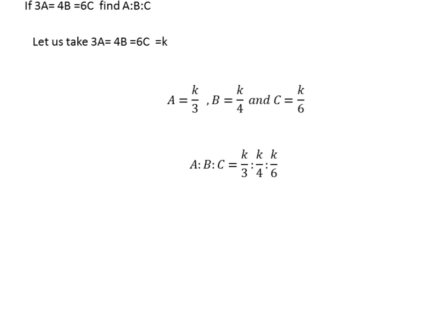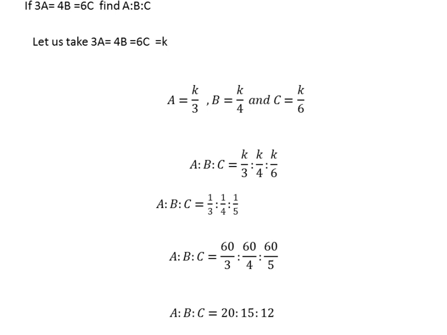Now we can cancel out k. So if I am cancelling out k, I will get A is to B is to C equals 1 upon 3 is to 1 upon 4 is to 1 upon 6. Now we can take the LCM of 3, 4 and 6. Taking the LCM of 3, 4 and 6, I will get 12. So I am multiplying 12 in all. Now after multiplying by 12, 12 by 3 will give you 4, 12 by 4 will give you 3 and 12 by 6 will give you 2. So A is to B is to C is 4 is to 3 is to 2.